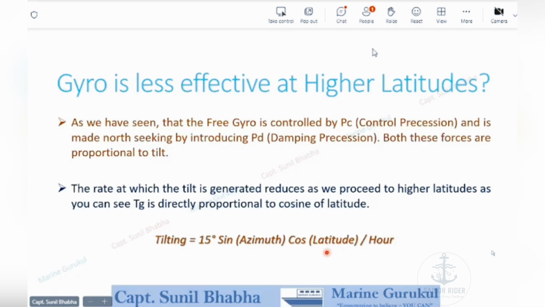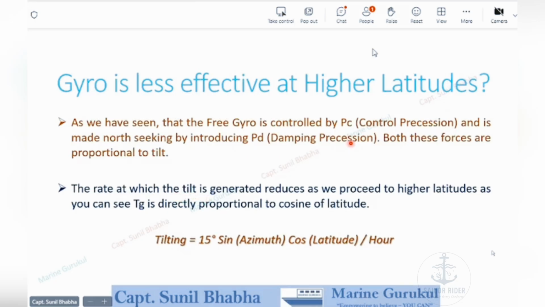Now you see, as the latitude increases, the cos latitude value becomes lesser and lesser. And at the pole, if you put the latitude as 90, the tilting value becomes 0 because cos 90 is 0. So tilting is maximum at the equator, reduces as we go to higher latitude and becomes 0 at the pole. Now when tilting is 0, the rate of change of tilt is 0. That means tilt will not be generated.